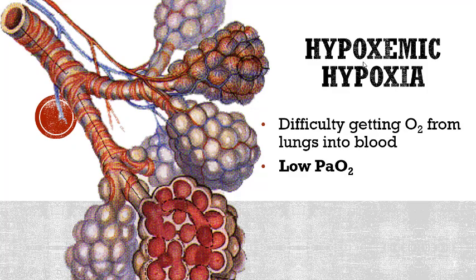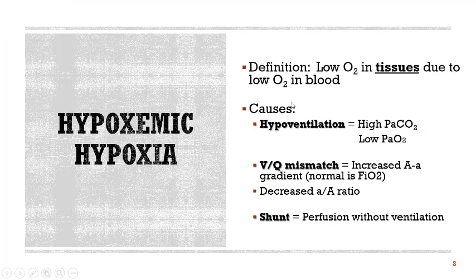So we'll start at the beginning with hypoxemic hypoxia. Again, this is more of a diffusion issue. You're having a hard time getting the O2 from the lungs into the blood, and it's causing a low arterial oxygen. So the three things that we're going to look at is hypoventilation. If you see a high PaCO2 and a low PaO2, then you have hypoxemic hypoxia caused by hypoventilation. If you see an increased VQ mismatch, and we're going to do two mathematical things for that.